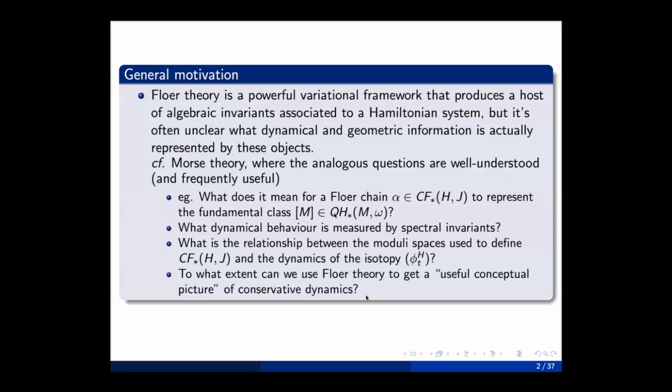And maybe to put a finer point on that, can we use Floer theory to get some sort of useful conceptual picture of conservative dynamics, in the same way that Morse theory gives you a useful conceptual picture of what a generic smooth function is like, right? And I'll say a bit more on what I mean by useful conceptual picture.